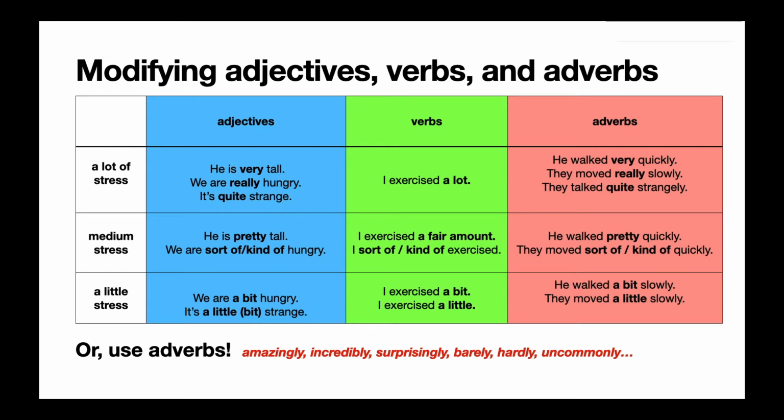Or another way to modify these words is to use adverbs. Remember that adverbs are words that often end in ly, and these are used to modify not only verbs, but adjectives and adverbs. So we could say, he is amazingly tall, or he is incredibly tall or surprisingly tall, or I barely exercised, or I hardly exercised if we want to use verbs. Or with adverbs, he walked uncommonly slowly. So adverbs are another type of modifier. And the words very, really, and quite, these are all adverbs also.